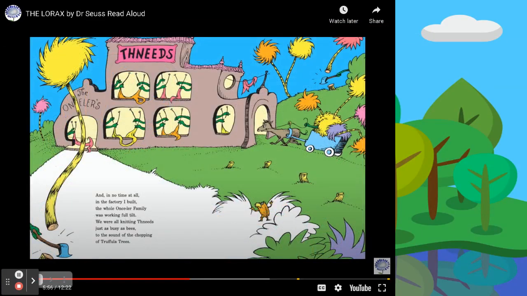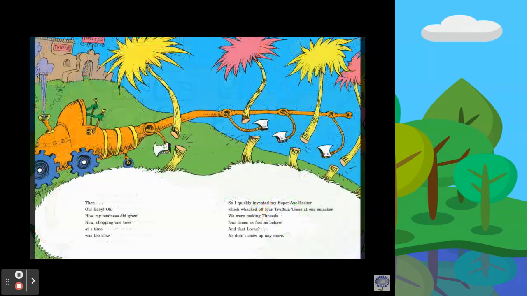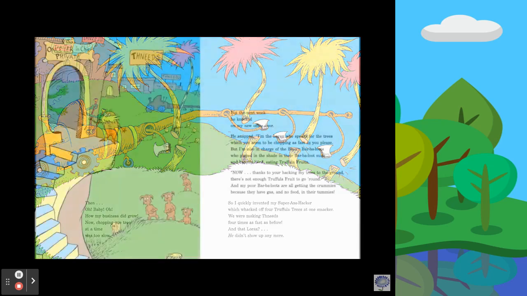And in no time at all, in the factory I built, the whole Onceler family was working full tilt. We were all knitting thneeds, just as busy as bees, to the sound of the chopping of truffula trees. Then, oh baby, oh, how my business did grow. Now chopping one tree at a time was too slow. So I quickly invented my super axe hacker, which whacked off 4 truffula trees at one smacker. We were making thneeds 4 times as fast as before, and that Lorax, he didn't show up anymore.